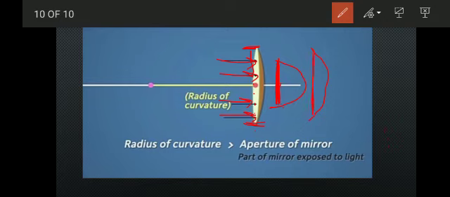So the part of mirror exposed to light, or we can say the part of mirror on which the light can be incident, is called the aperture of the mirror, also called opening of the mirror. And the radius of curvature must be greater than the aperture of the mirror. The radius of curvature is this distance from the center of curvature to the pole of the mirror. So this is radius of curvature. It must be larger than the aperture of mirror.